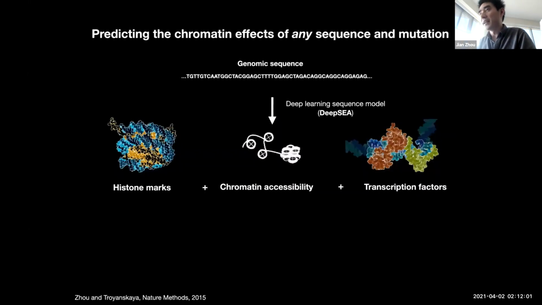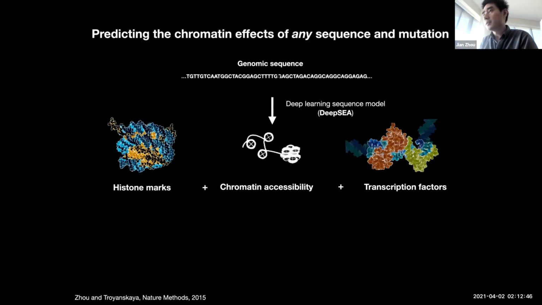So I'll start from the very beginning. The very first problem that we look at is what we consider the first step of genomic sequence-based regulation, which is how genomic sequence decides the binding of individual transcription factors and subsequently the organization of chromatin, including the histone modifications and chromatin accessibility. So we want to train the model to predict, from genomic sequences across the genome, the binding of different transcription factors, histone modifications and chromatin accessibilities at the center of this sequence across different cell types.